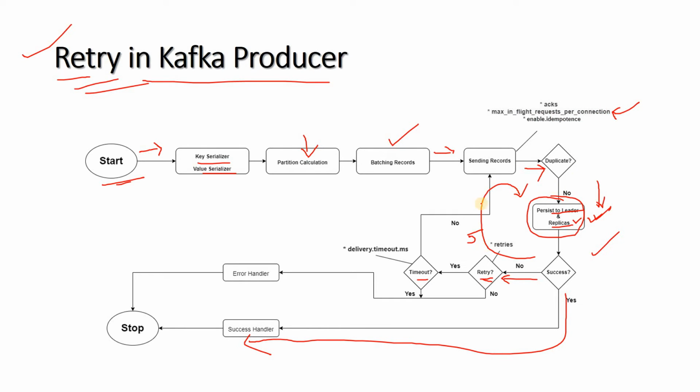In that case, what will happen? If retry is going on, until and unless the first batch is written, Kafka will not try to write the second batch in our cluster. As simple as that. And if timeout happens, it will go to the error handler. Maybe you can store it somewhere and attempt again at a later point of time. Then the second batch will be written.